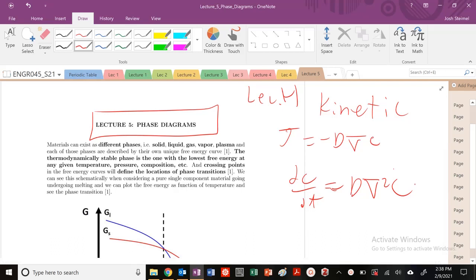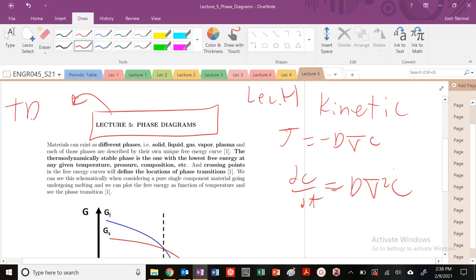But today we are going to get into quite a bit of TD, thermodynamics. We're going to learn thermodynamically what is the equilibrium state of a system. And we're going to see that materials can exist in many different phases. They could be solid, liquid, gas, vapor, plasma. They could be mixtures, basically solid mixtures. So there can be lots of different phases that a material can exist in.